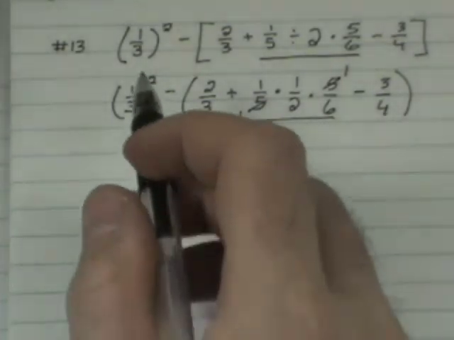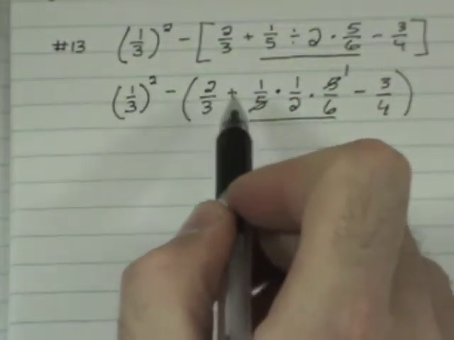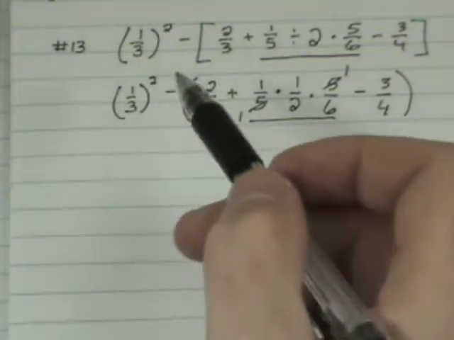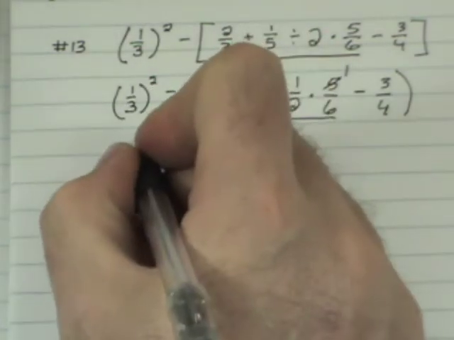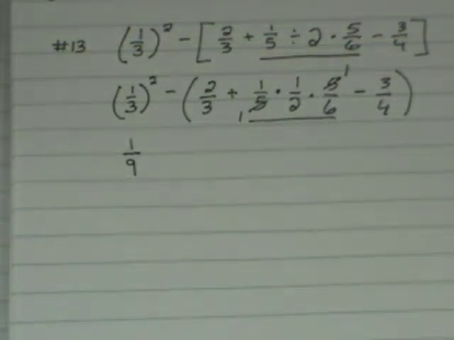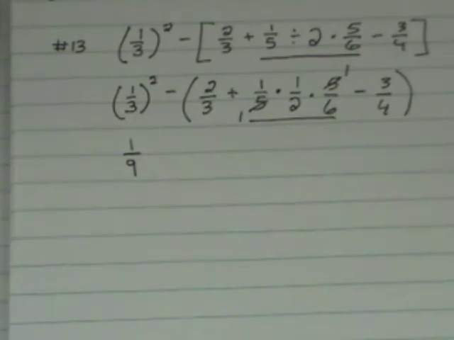Like I did in a previous problem, this set of parentheses has no bearing on this set of parentheses, so it would be okay to go ahead and square this if you wanted. And so that's what I'm going to do. 1/3 times 1/3 would be 1/9. Make sure that you multiply top with top, bottom with bottom. 1 times 1 is 1. 3 times 3 is 9.